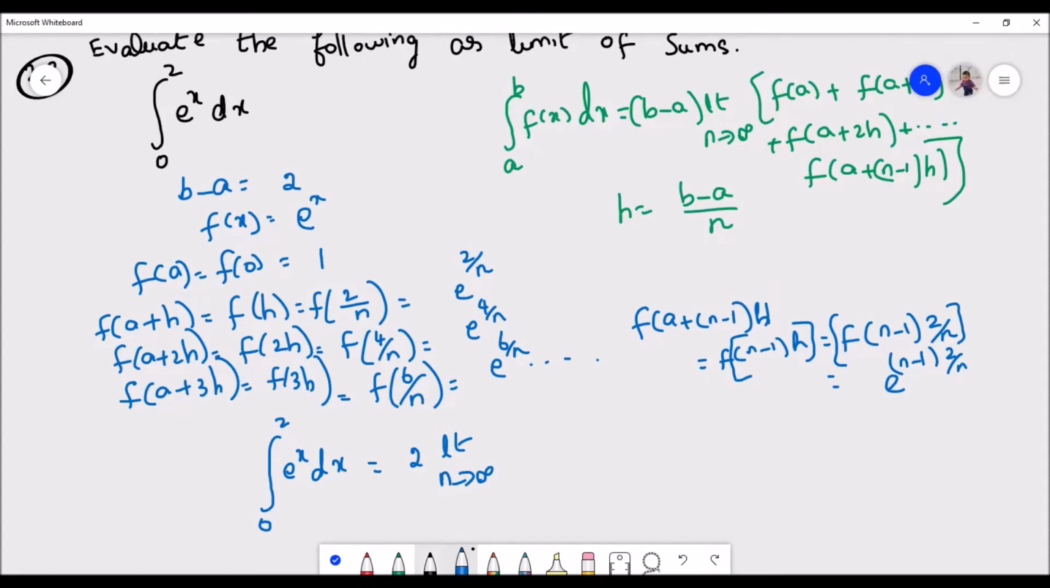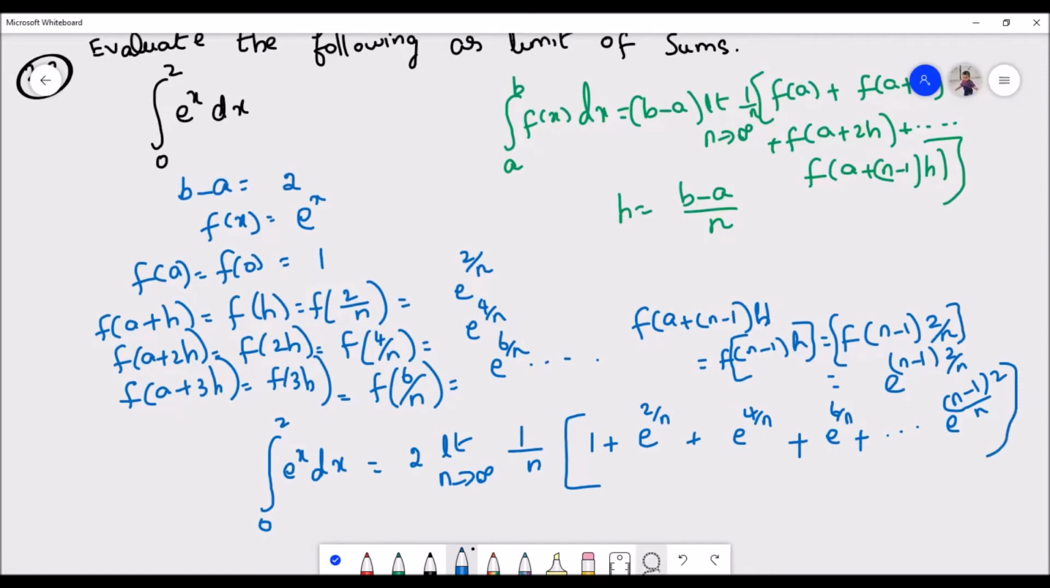Here one term I forgot: 1 by n will be in the formula. So 2 times the limit as n approaches infinity of 1 by n, that is a term I forgot in the formula, times f of a, which is 1, plus f of a plus h, which is e to the power of 2 by n, plus f of a plus 2h, e to the power of 4 by n, plus e to the power of 6 by n plus etc. The last term is e to the power of n minus 1 times 2 by n.